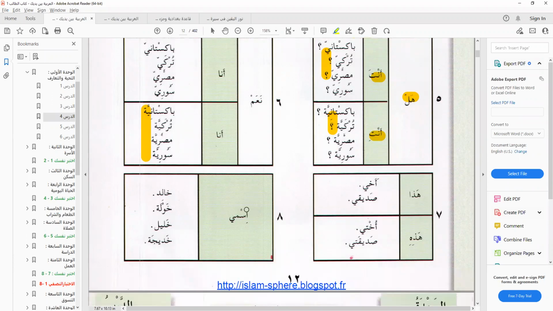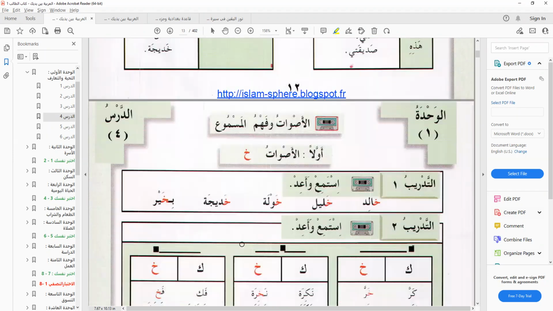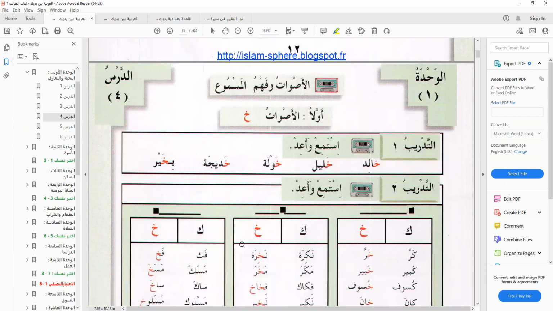Now we move on, inshallah, to today's class, Ad-Darsul Jadid. Here, al-yawm, inshallah, we will study al-aswat wa fahm al-masmu'. We are going to learn al-aswat, sounds, and understanding what is being said. So fahm al-masmu' means comprehension. When someone says something, how well can you understand? Like we mentioned, being literate in Arabic also includes being able to listen and understand.